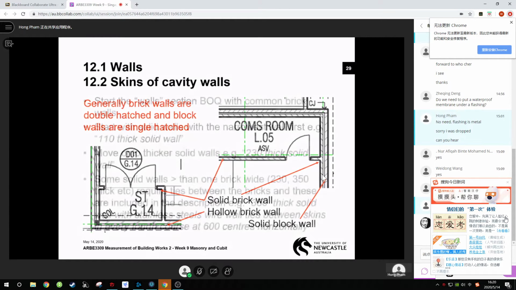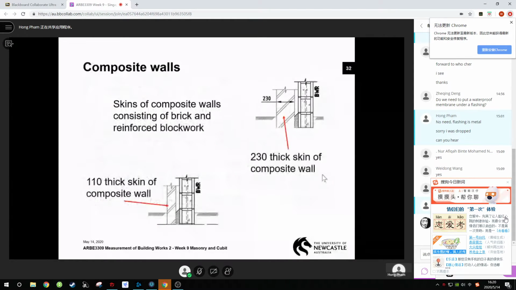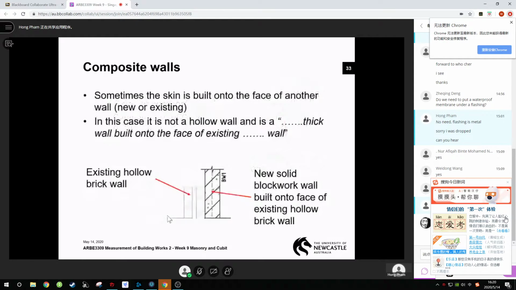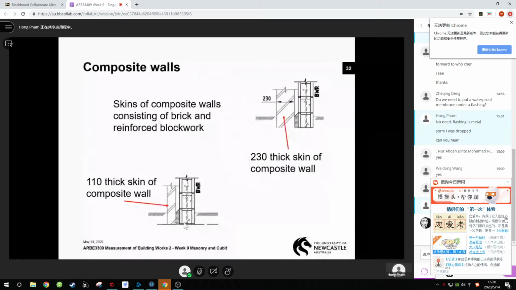Another example of a composite wall is this one. Okay, this is a brick. This is a block. So this is a skin of composite wall. Okay, if this is brick and this is brick, this is a skin of hollow wall. Now you understand now? Edgar?